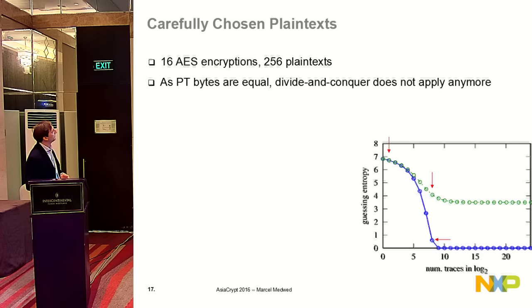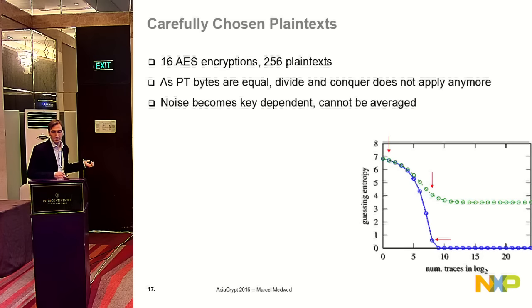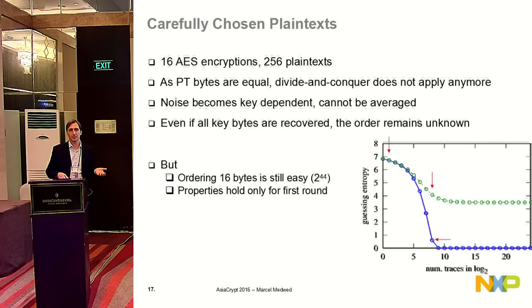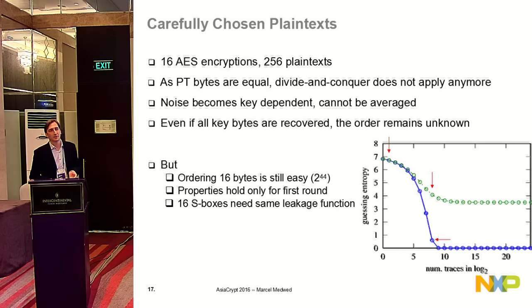So we get the speed up. Divide and conquer doesn't work anymore. We have key-dependent noise. And even after the attack, when all 16 correct key bytes are ranked first, we still don't know their order. That's not too bad. Problem is for plain AES, 16 factorial is not big enough, so we need a different block cipher. Then also the property holds only for the first round, because later on the state bytes are not equal anymore. And also the 16 S boxes need the same leakage function, so we have this equal leakage assumption. Because if the leakage function for every S box is random, then it's the same as having random plaintexts.